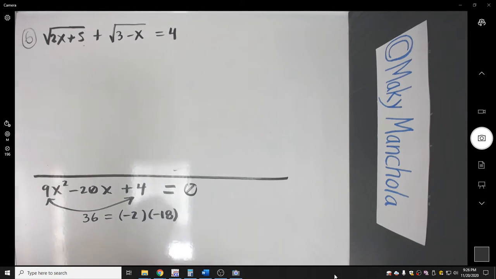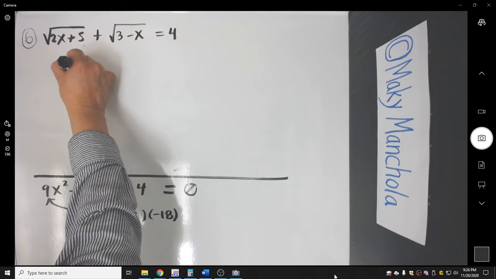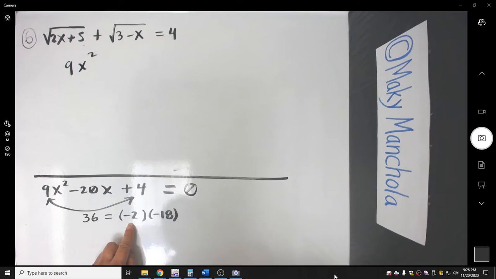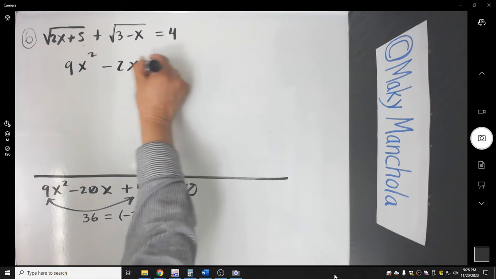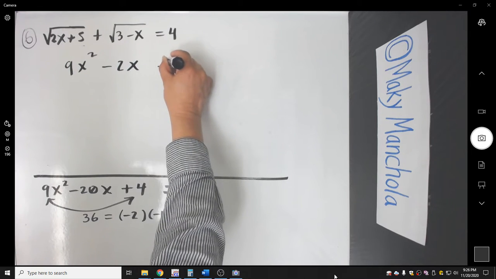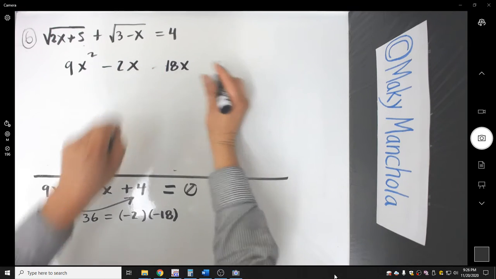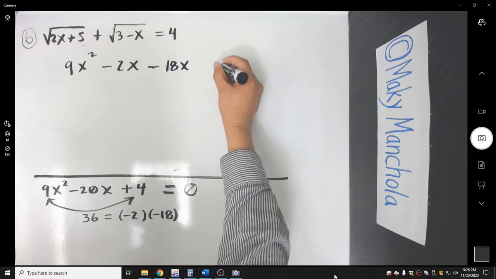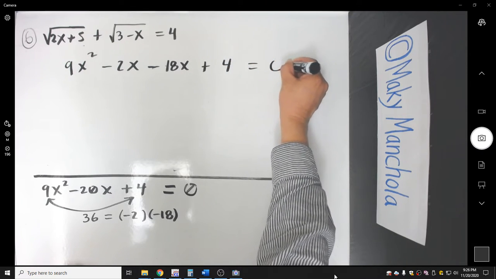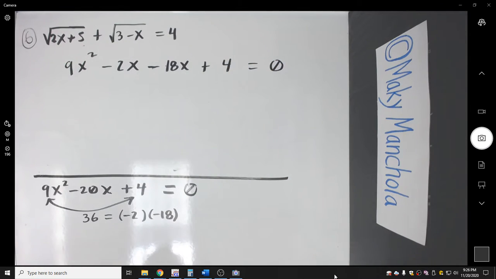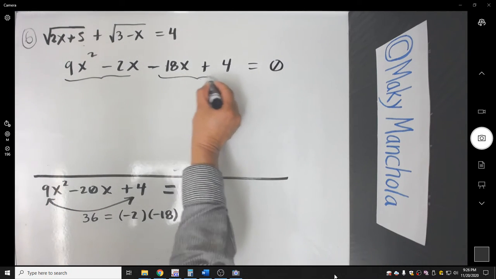Okay, so we're splitting the middle term. We're going to write it as negative 2x minus 18x. The reason for that is because we want to try factoring by grouping. That's how this method works, of course. So factor by grouping now.